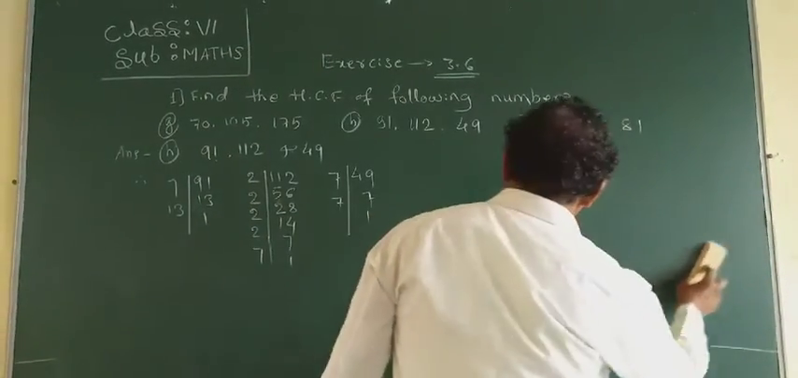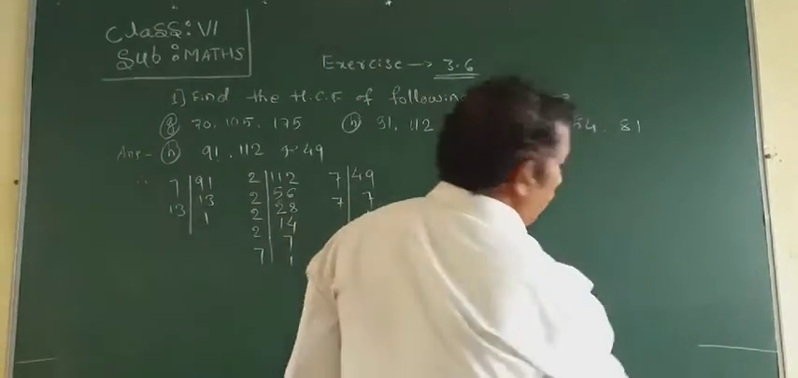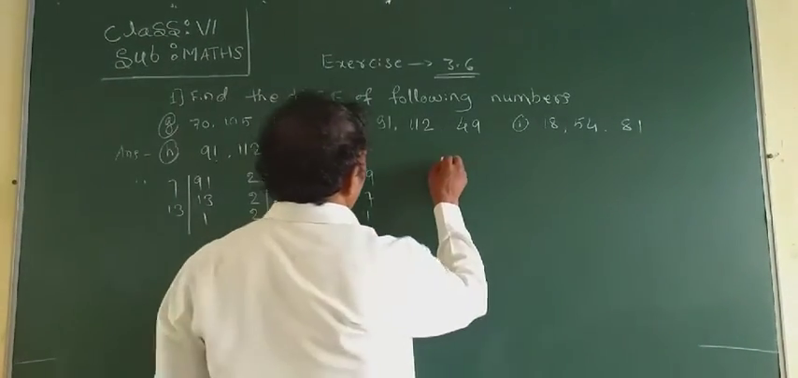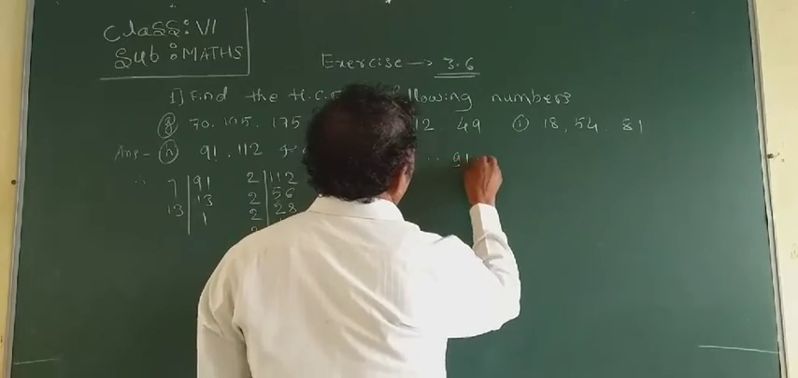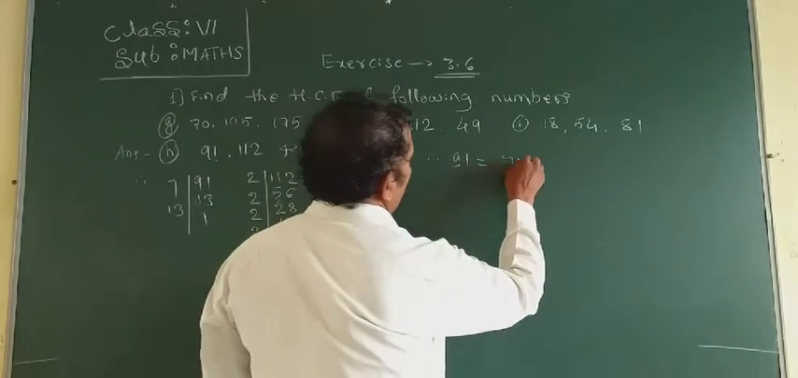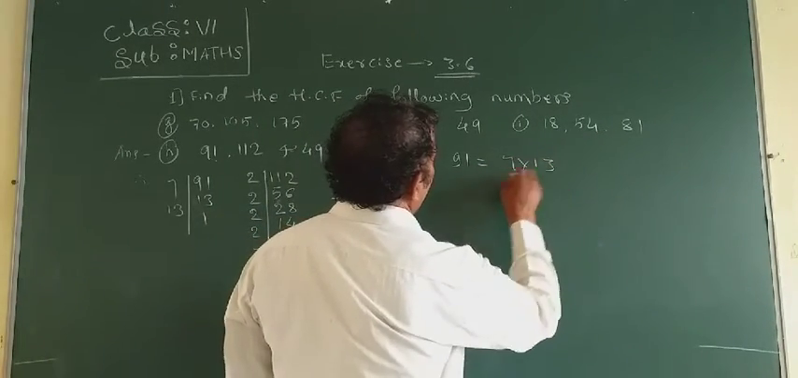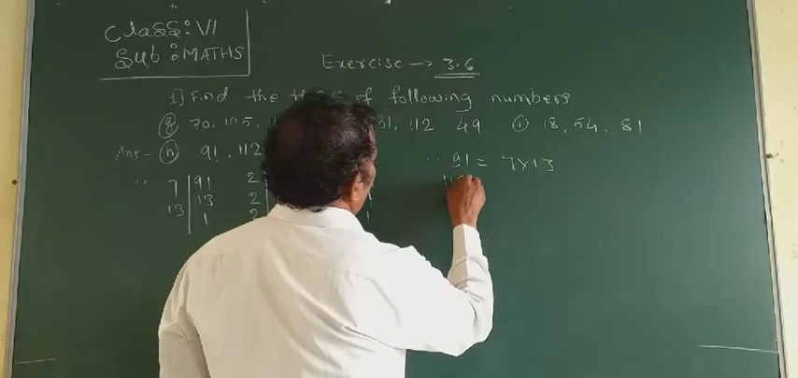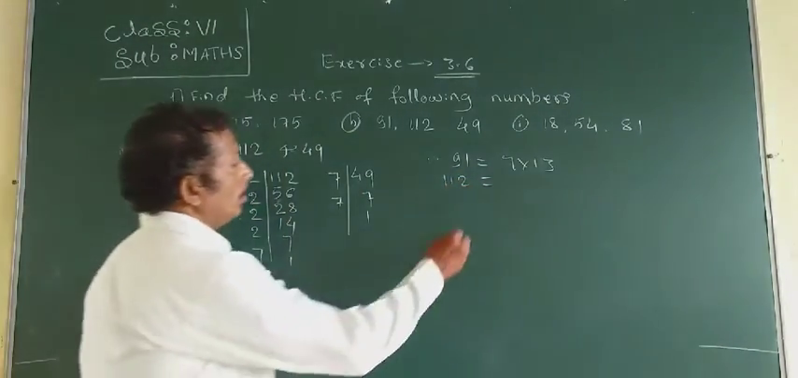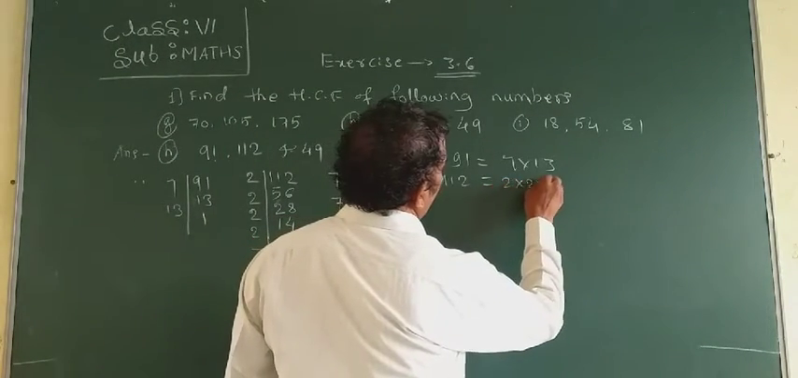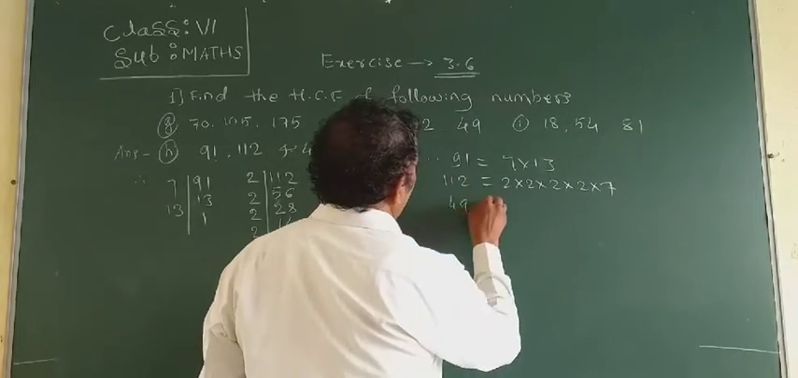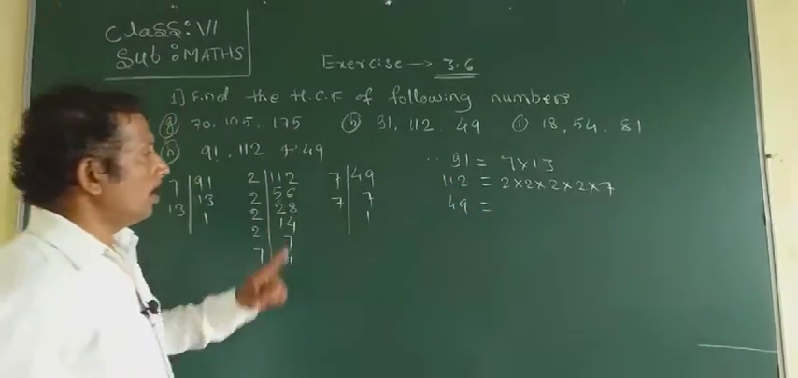Therefore, write the prime factorization of each number 91, 112 and 49. Therefore, 91 is equals to 7 into 13. Second number 112 is equals to 2 into 2 into 2 into 2 into 7. Next number 49. 49 is equals to 7 into 7.